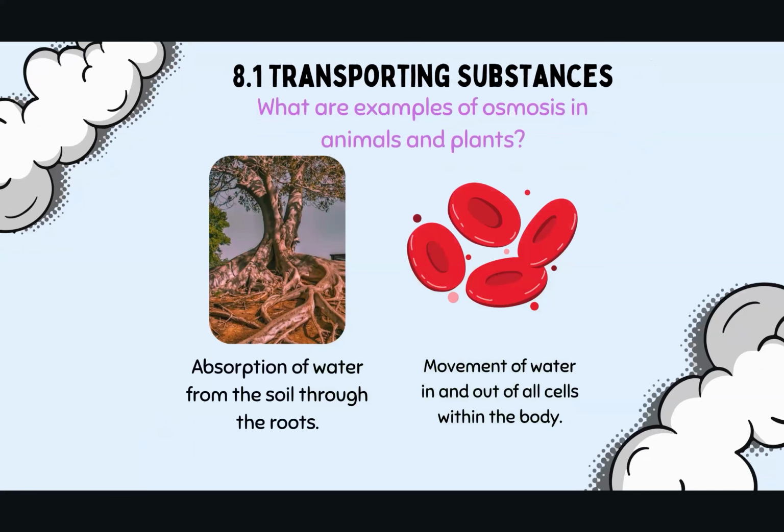So more examples of osmosis in animals and plants as well are absorption of water from the soil through the roots and movement of water in and out of cells within the body. As we know with red blood cells, if they fill up with too much water, they swell and they can burst. And if too much water leaves the red blood cells, then they can shrivel up and then they cannot transport as much oxygen.